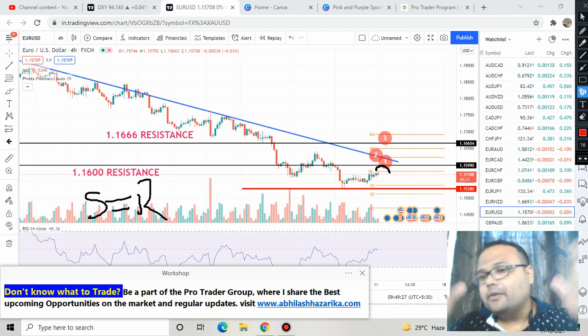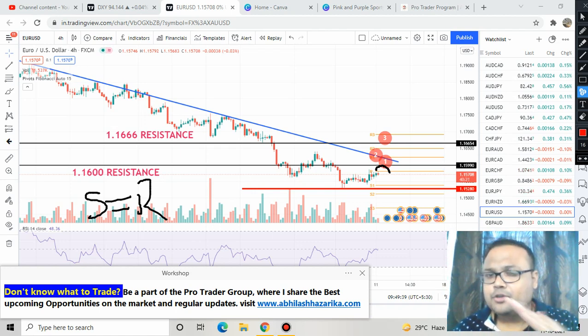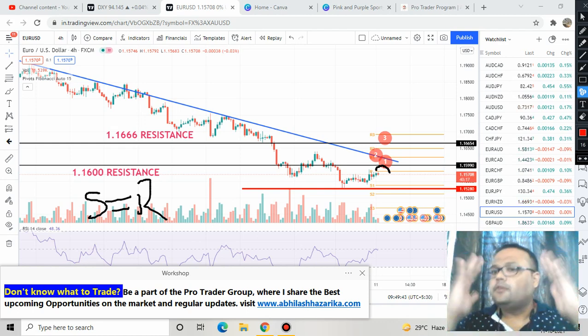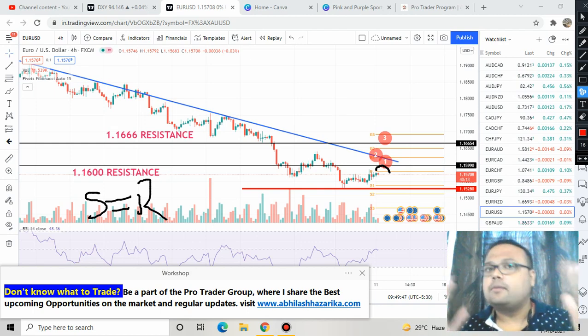Why am I telling you all about resistances? Because this market is in a downtrend, and as we all know, we should follow the trend of the market. That is the thumb rule of the market: follow the trend. So if a market is in a downtrend, we should mainly look for selling opportunities. Try to short the market whenever it reverses from the resistance. That should be your first priority.